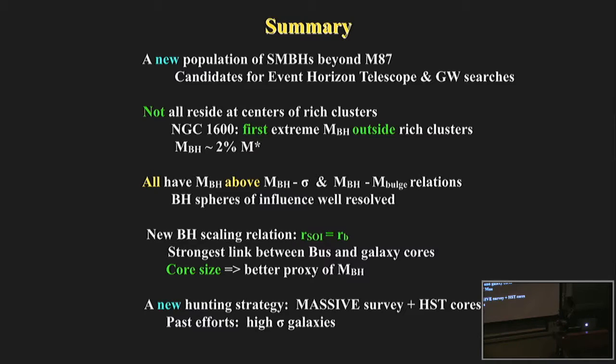Another corollary of this is people have looked at luminous quasars. Where do they live at high redshifts? What environments do they live in? Based on correlation calculations, they have a paper saying that most luminous quasars do not necessarily reside in the most dense regions in the high-redshift universe. And I think NGC 1600 will be supporting that, in that even locally, the most massive black holes do not necessarily have to live in the densest regions.